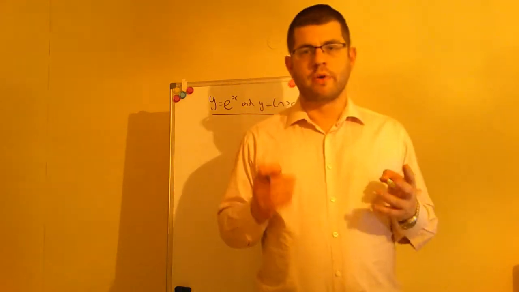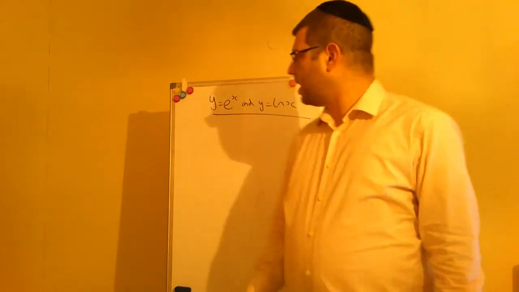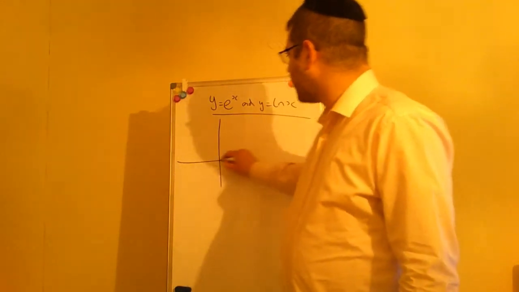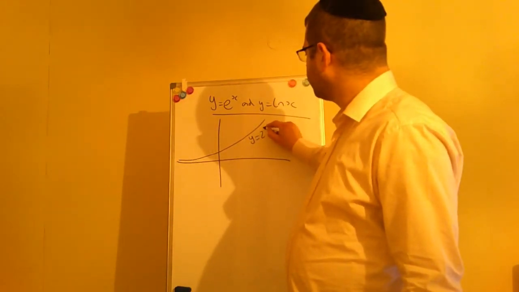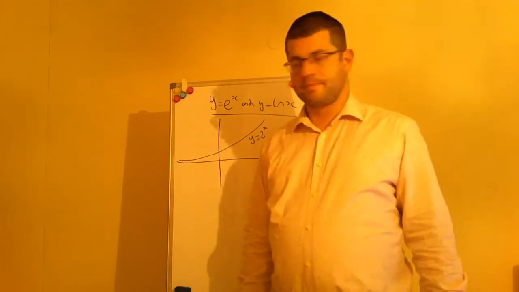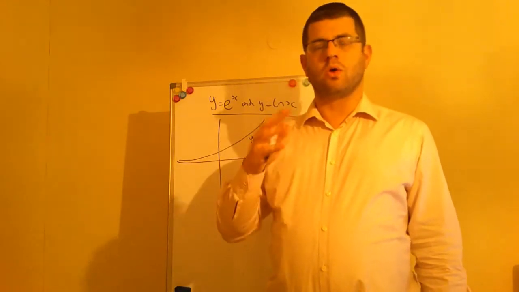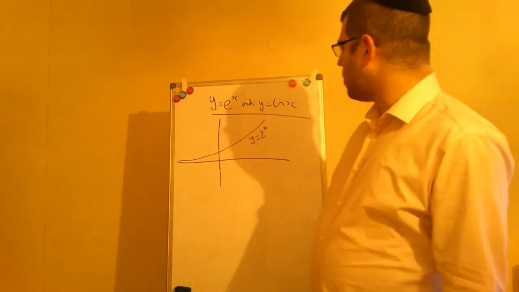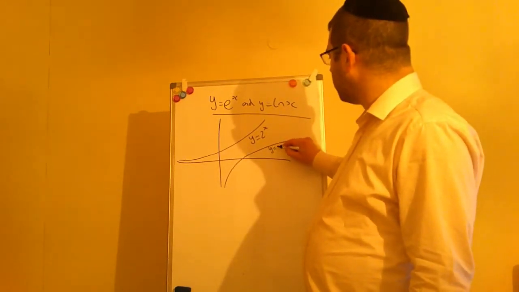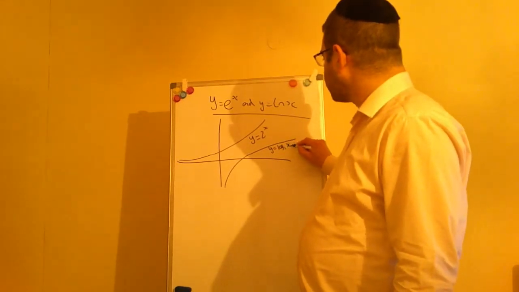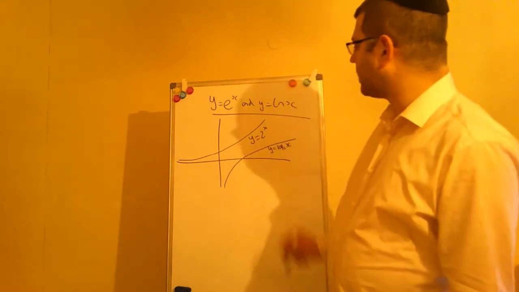So let's now move on to a very, very important part of the chapter, dealing with e to the x and ln x. We've already established that the graph of 2 to the x, for example, looks like that. And we also established that the inverse function of 2 to the x is the logarithm base 2. So the graph of log 2 of x, which is the inverse function of 2 to the x, looks like this.